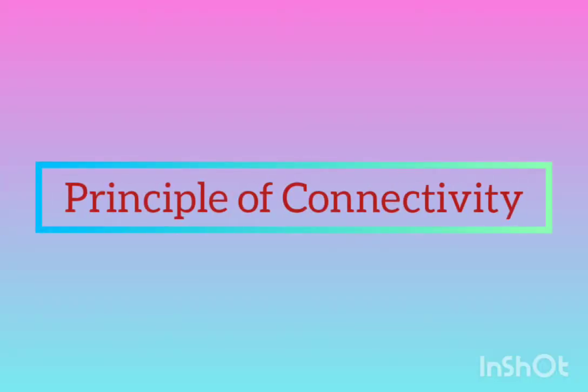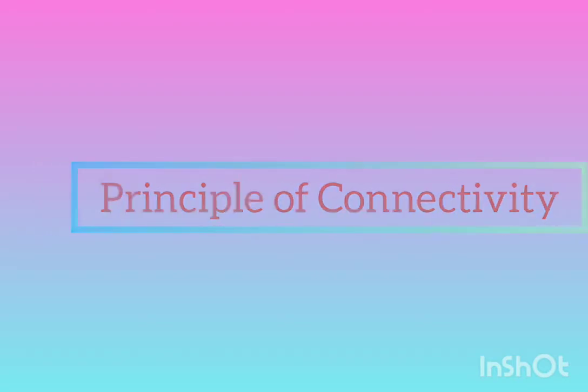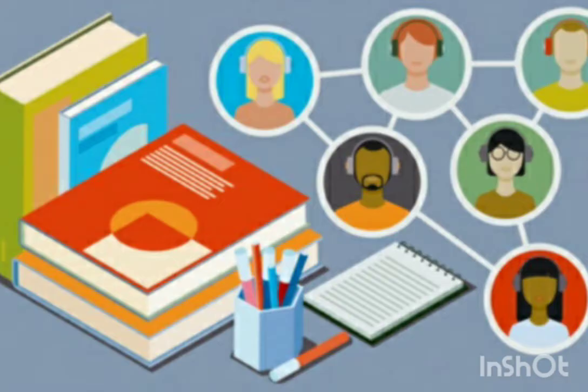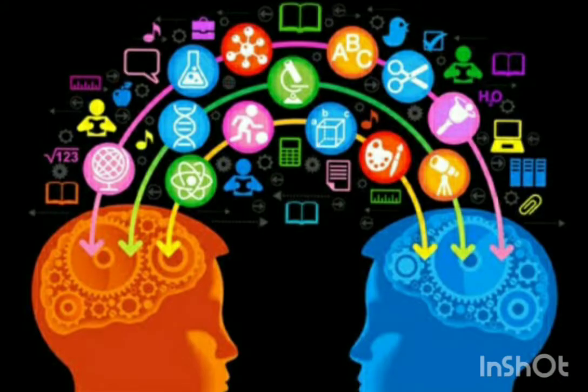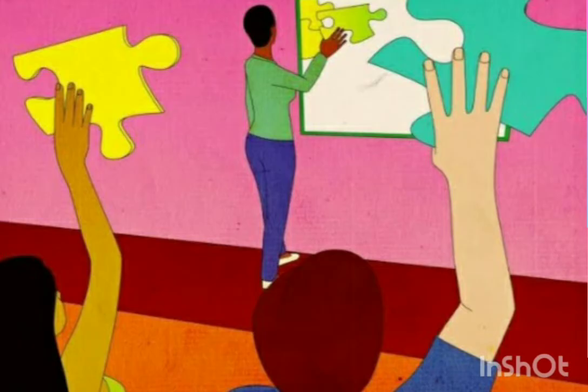The second one, we have the principle of connectivity. This involves the building of relationships or linkages between and among experiences. It facilitates remembering of names, dates, events, issues, processes, including spelling, number combinations, grammatical relationships, and formulas in mathematics.